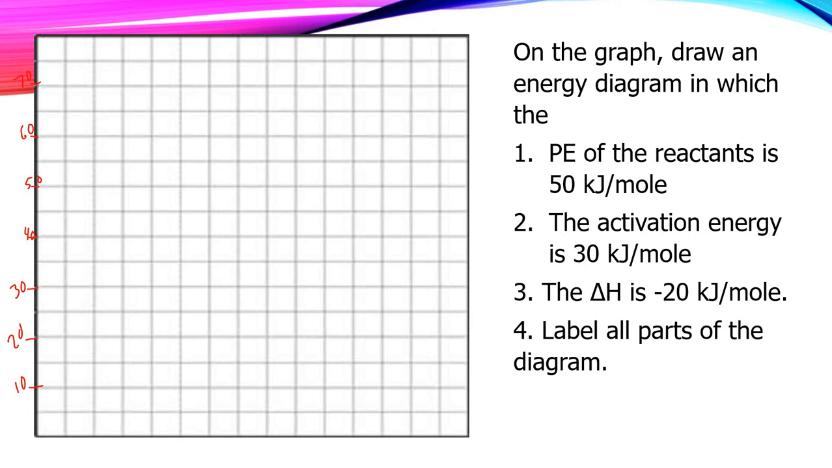So potential energy is like the internal energy, just another name for it. Potential is like the internal energy. So the internal energy or potential energy of the reactants, that's how much energy it starts with. So it starts at 50.